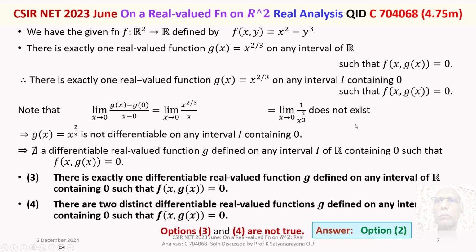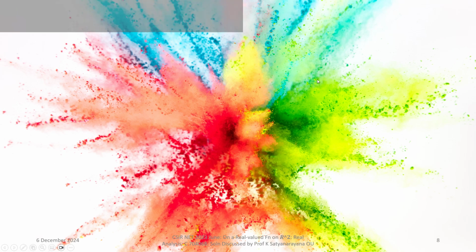That is the detailed discussion of the solution of the given problem from the section real analysis, which is related to a real valued function on R square. And this question is definitely a very, very easy, simple, straightforward question. I am sure all of you might have worked out this problem in the examination. I am sure that you have understood the solution of this problem.